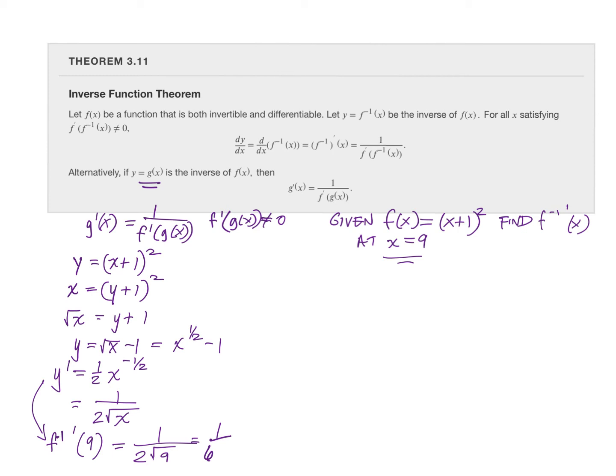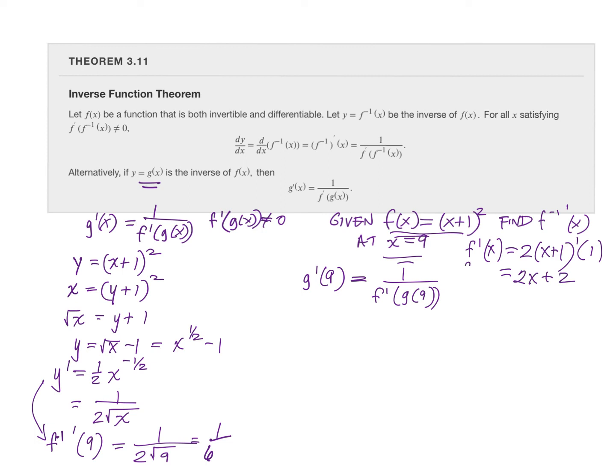Let's do it now using this theorem. The theorem says that g prime of x, so g is our inverse function, and g prime of 9 would equal 1 over f prime of g of 9. All right, so we're going to need f prime of something. So let's go ahead and take the derivative of f of x. f prime of x would equal 2 times (x plus 1) to the first power times 1. So I'm going to distribute the 2, and I'm going to get 2x plus 2. That's my f prime of x.